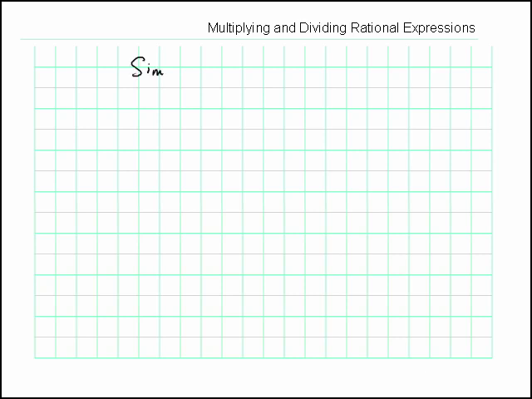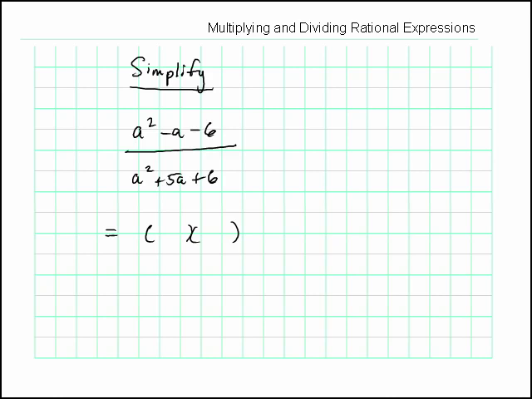Simplify or reduce: A squared minus A minus 6 over A squared plus 5A plus 6. As I said earlier, to reduce these things, you need to factor everything first. The numerator factors to A minus 3, A plus 2. The denominator factors to A plus 3, A plus 2.